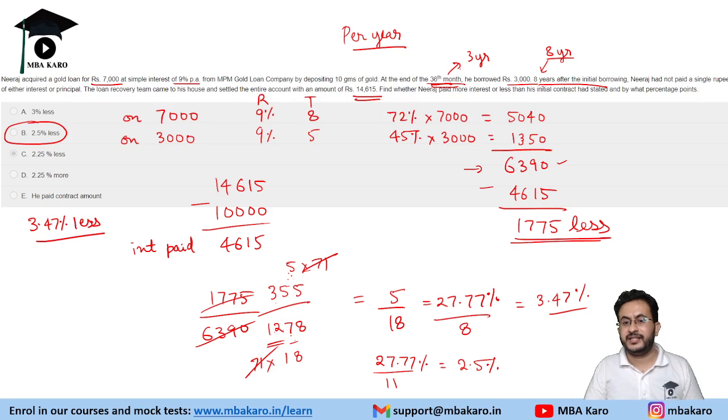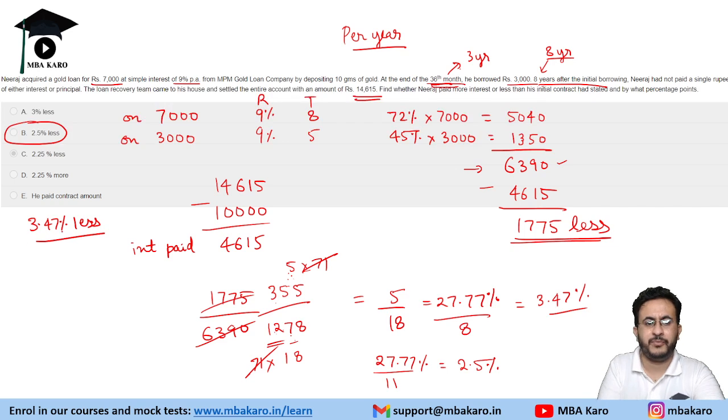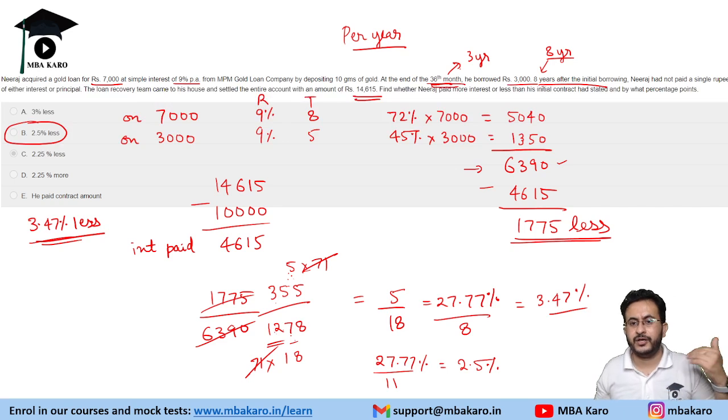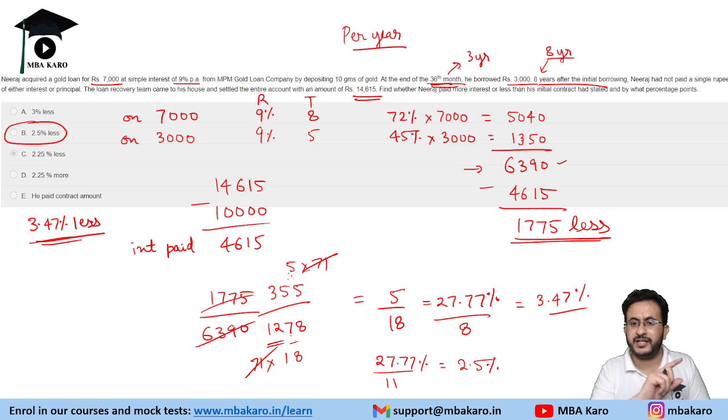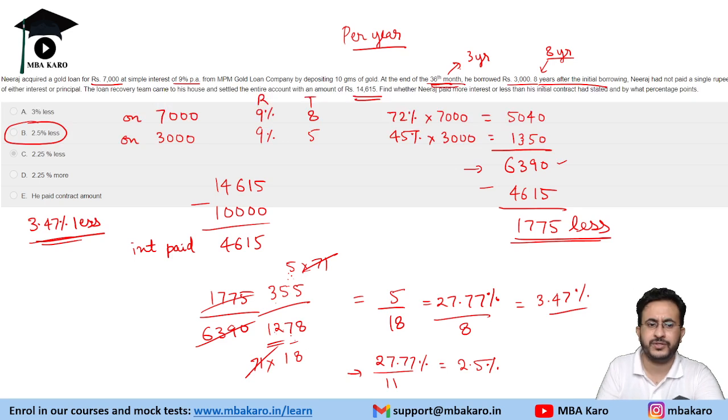So technically there is a mistake in the question. They do not give the solution, they just mention the answer, but by looking at the answer I could figure out what mistake they made. So this question is wrong. The answer should have been 3.47% if they divided by 8, because the total duration is 8 years. It is not that 8 years are after 3 years; it is 8 years after the initial borrowing. If it said 8 years after the final borrowing, then you would take the total duration as 11. They divided by 11 and got 2.5%, which is wrong.